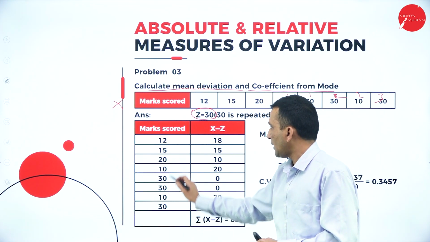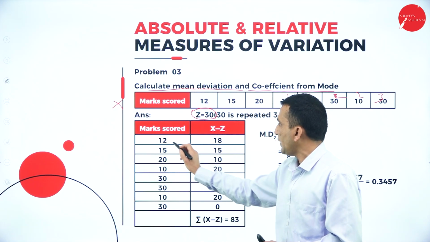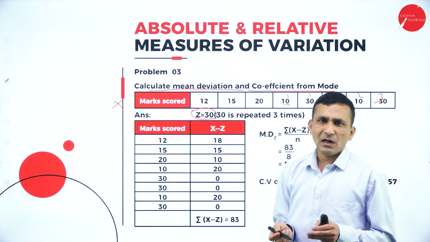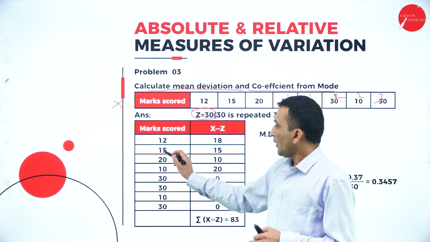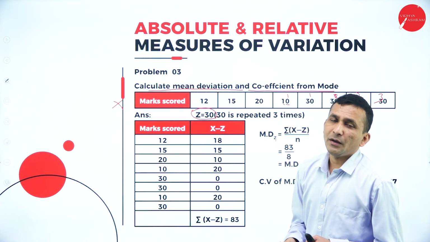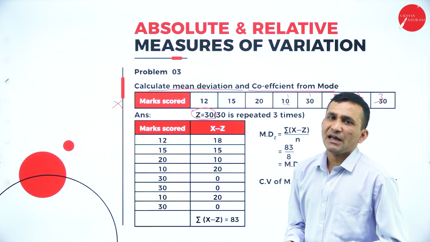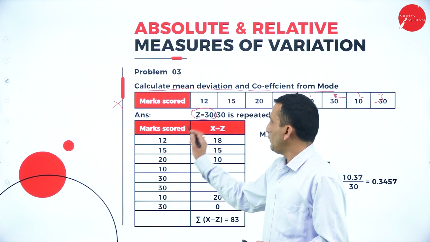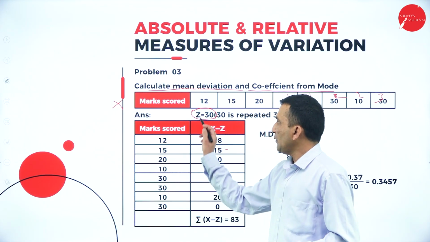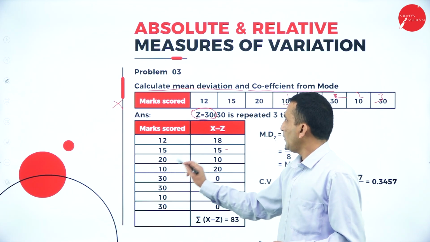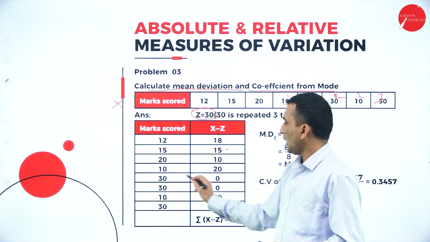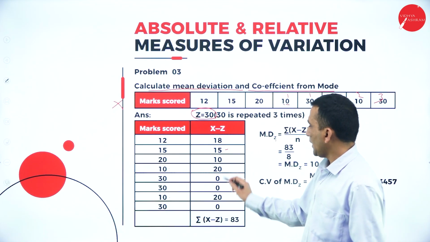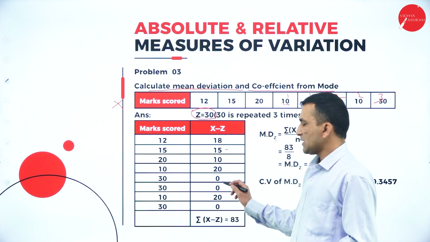So from the x series, mode is identified as 30. 12 minus 30, 18 we are getting. So the sign we are just ignoring. When we are trying to solve the problem on the mean deviation, the sign is completely ignored here. The plus or minus sign we are not considering. So 15 minus 30 is 15, 20 minus 30, 10, 10 minus 30, 20, 30 minus 30, 0, 30 minus 30, 0, 10 minus 30, 20, 30 minus 30, 0.